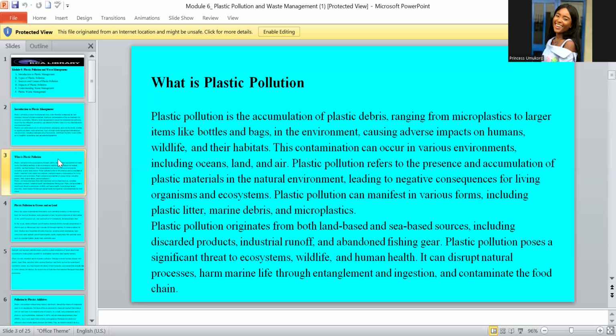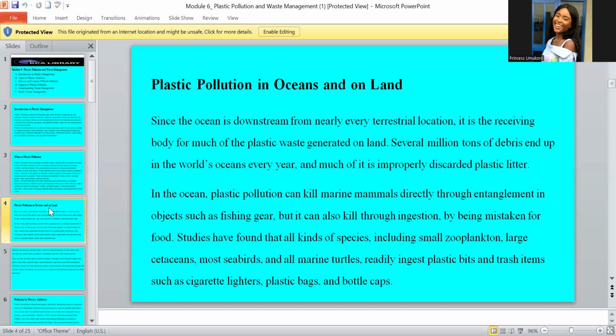So from there, we can already deduce what plastic pollution is all about. It is the accumulation of plastic debris, ranging from microplastics to larger items like bottles and bags, in the environment, causing adverse impact on humans, wildlife, and their habitats. The contamination can occur in various environments, including oceans, land, and air. So let's look at plastic pollution in oceans and land.